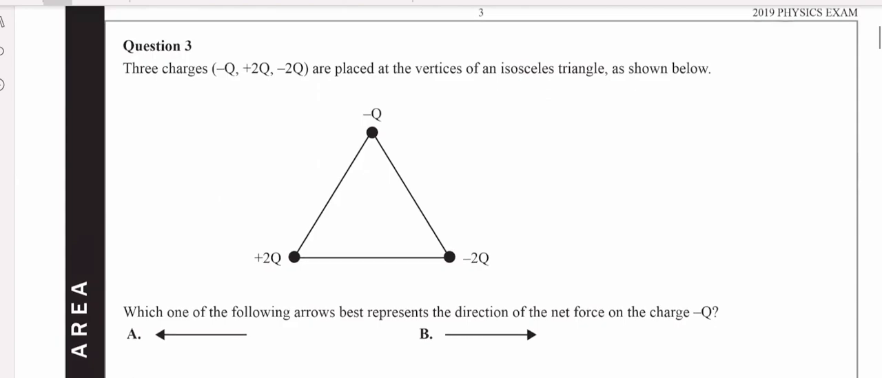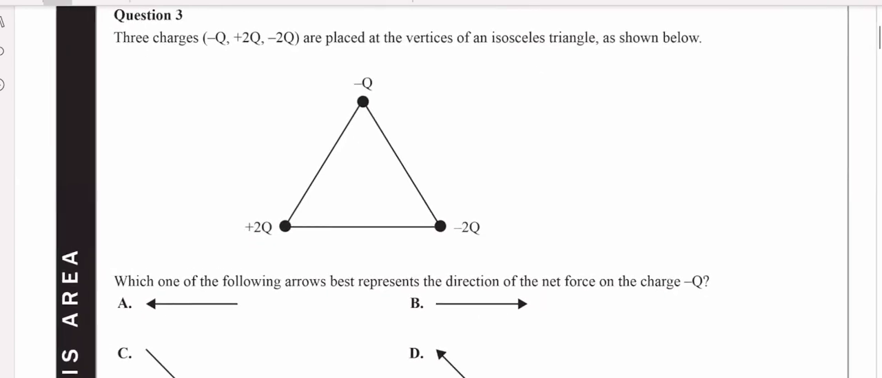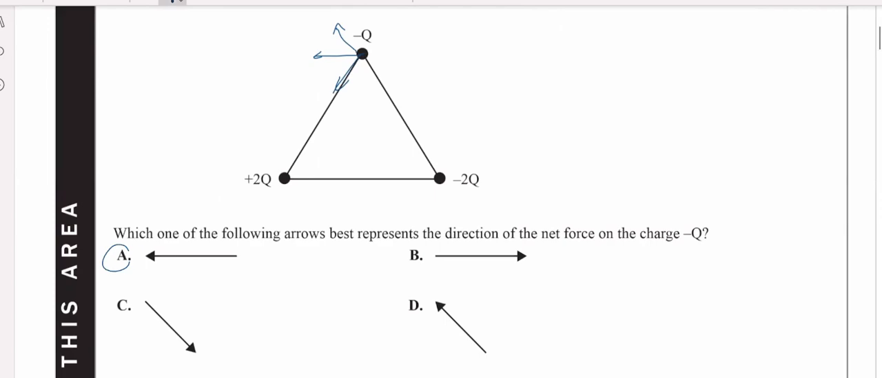So, forces and vector question. So this goes this way, the force this way, and so this one's this way. That way. So the vector comes to that. So it's answer A.